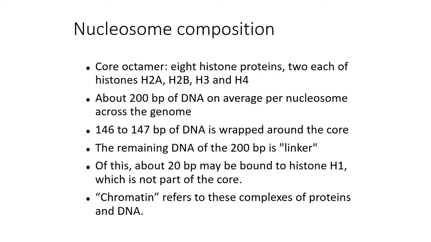So I think I said this: H2A, H2B, H3, and H4. On average, it's about 200 base pairs per nucleosome, but this is not always constant. We've got the DNA that's wrapped around the core, and the part that's not wrapped around the core is the linker. There's also histone H1, which may also be bound to the outside of the nucleosome. So the term chromatin refers to these complexes of proteins along with the DNA.